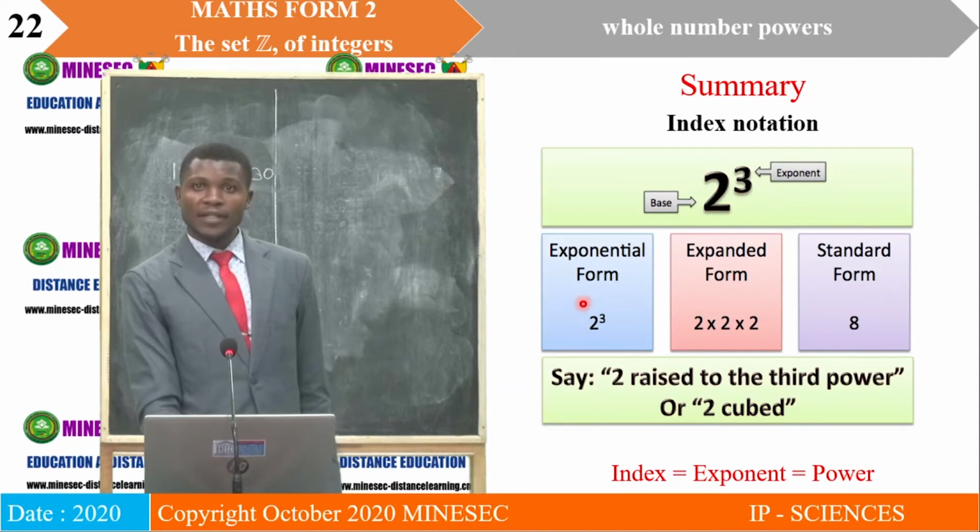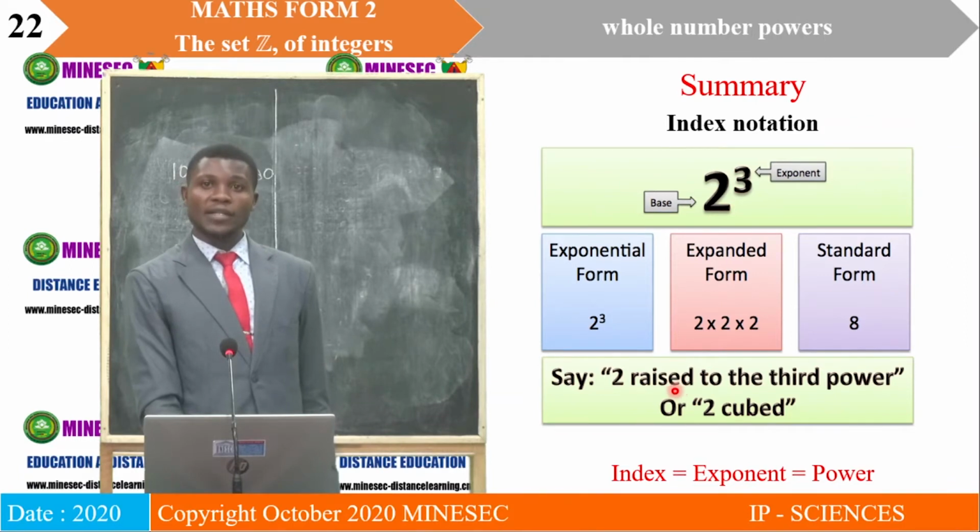Now, when we write in this form, this form here is called the exponential form or the index form, reason being that index is the same as exponent or power. But if we write it in this form here, we call it the expanded form. And if we write it in this form, we call it the standard form. Now, when you write a number like this, how can you read it? You can say that it is 2 raised to the third power, or you can simply say it is 2 cubed.